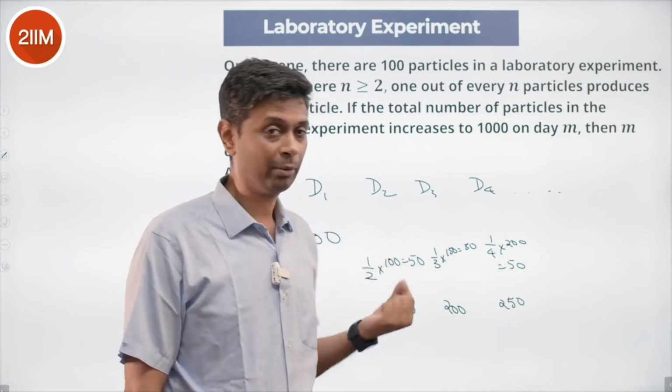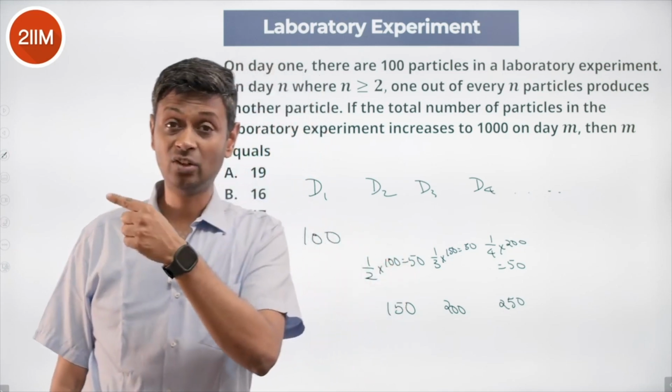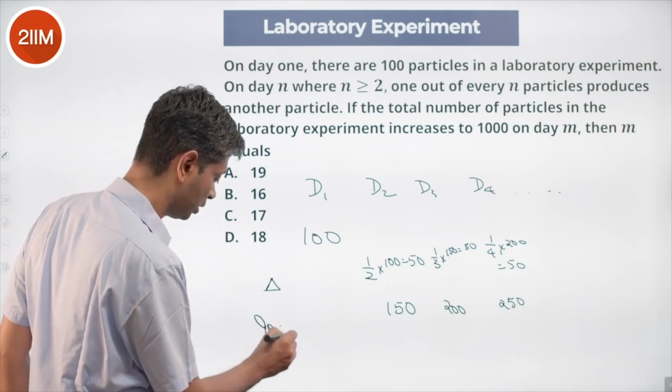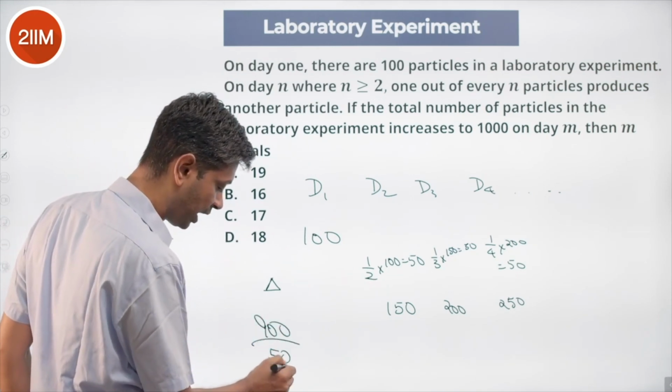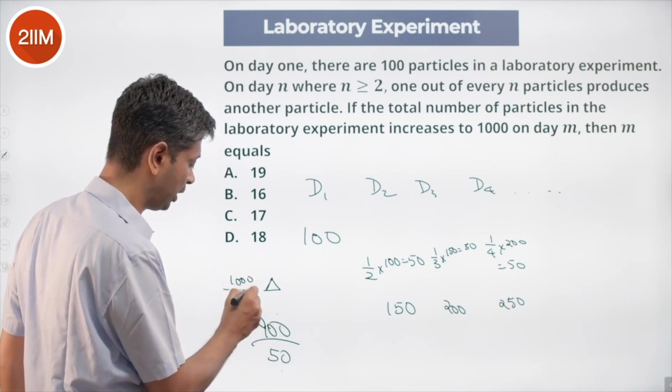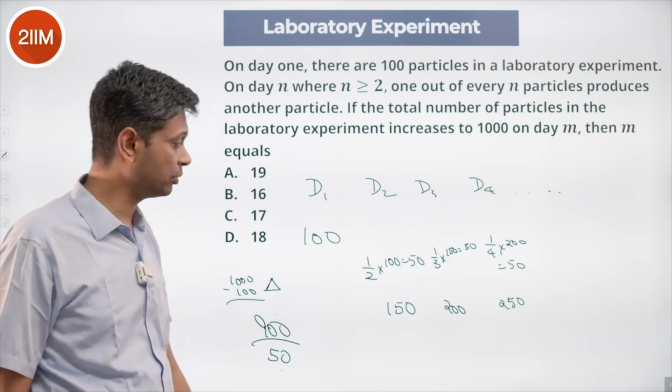50, 50, 50, we keep adding every day. We have to add 900, or we add for 18 days. Number of times we add is 900 by 50. 50 added each day. 900 is 1000 minus 100. We started with 100, we need to add 900. 900 by 50 is 18.